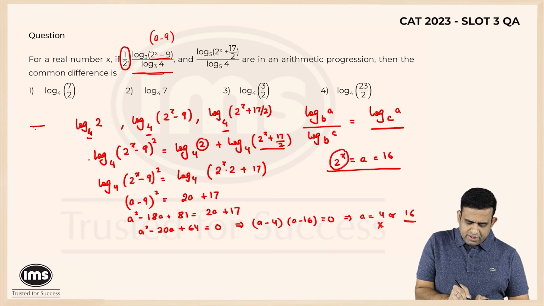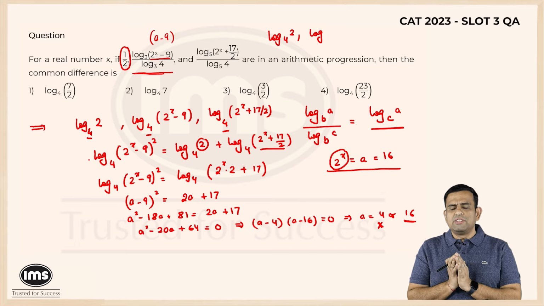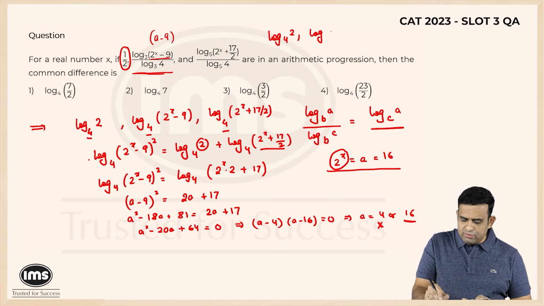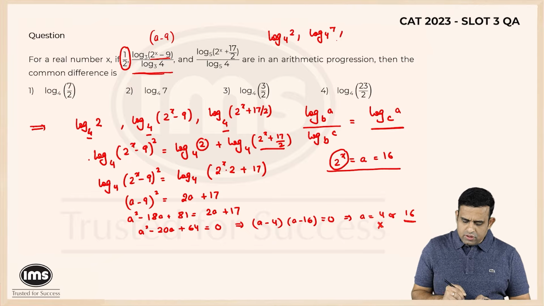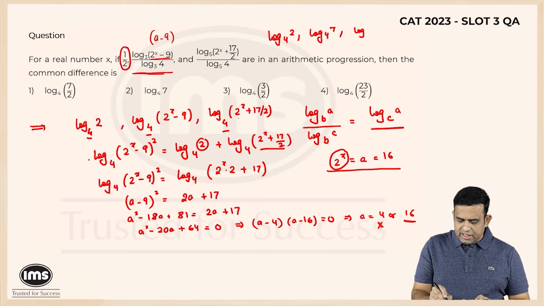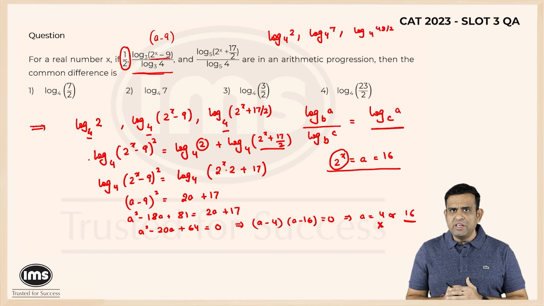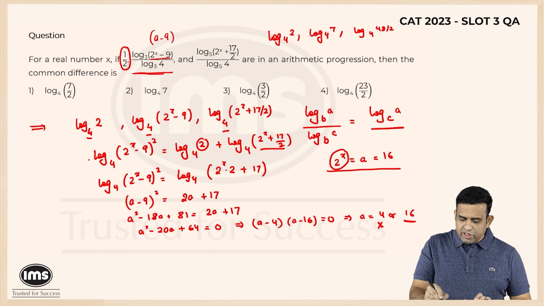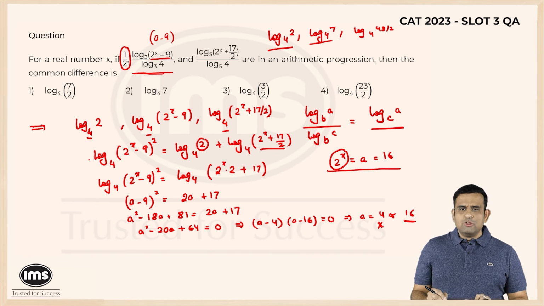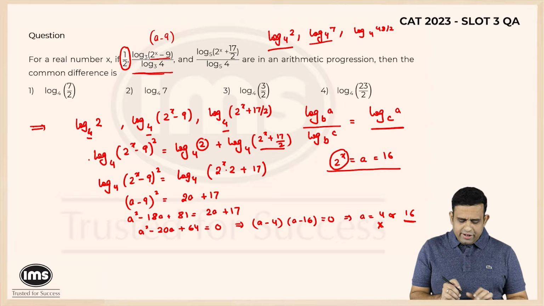If I look at this particular term properly, what do we have? Log 2 base 4 comma log of 2 power x minus 9, one can say 16 minus 9 becomes 7, base 4 comma log of, this will become, one can say 16 plus 17 by 2. So one gets 49 by 2, base 4 over here. And now since this sequence happens to be in AP, I just need to find the common difference. So I can simply do this term minus this term. So even the third term was not supposed to be evaluated.